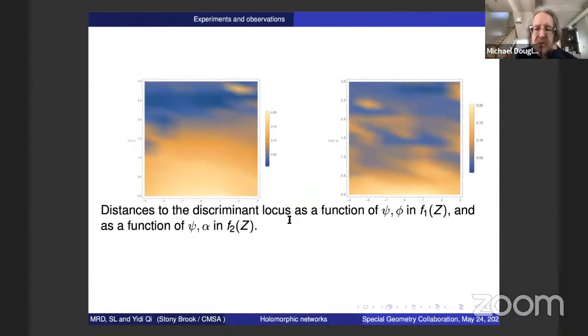Okay, so these are our two non-trivial Calabi-Yau families, and these heat maps say that down in this red part, you're far from the discriminant locus and presumably far from any conifold or singularity, and blue is getting close to the conifold locus. You can see that the structure is quite complicated, especially for this F2 family with no symmetry.